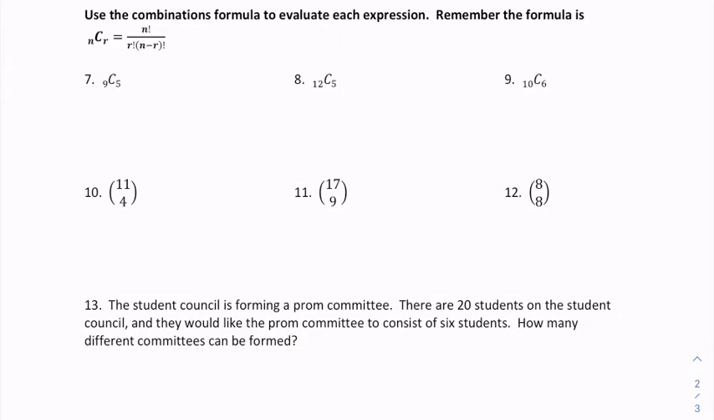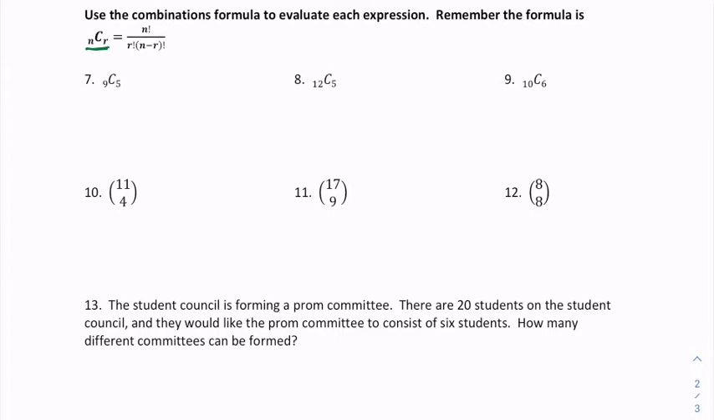All right, now we're looking at the second page of this assignment, which says use the combinations formula to evaluate each expression. Remember the formula is, we read this as n choose r. So n choose r equals n factorial over r factorial times n minus r factorial.